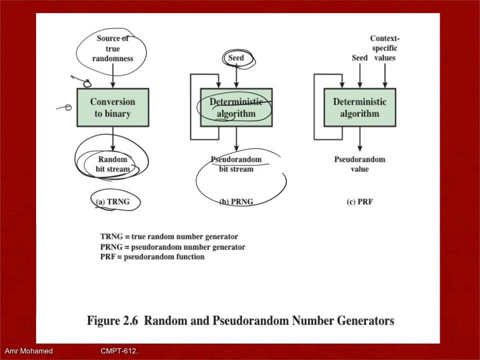Okay, we'll talk about an example like this. The third one is pseudo-random function. This pseudo-random function doesn't take only the seed. It takes the seed plus some context-specific values. So we said that the seed is like an arbitrary number, which could be the key. Context-specific values depend on the context, meaning it's not fixed like the seed. It could be, for example, the timestamp at this point.